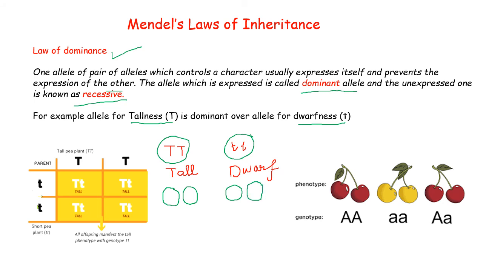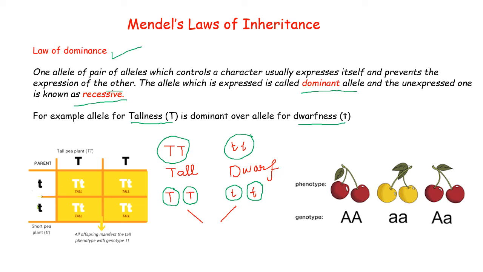Okay. Now, here you will receive capital T in this and capital T in this. Okay, here you will receive small t in this, small t. These are the gametes. Now, if you fuse them, when they fertilize, you will have this.